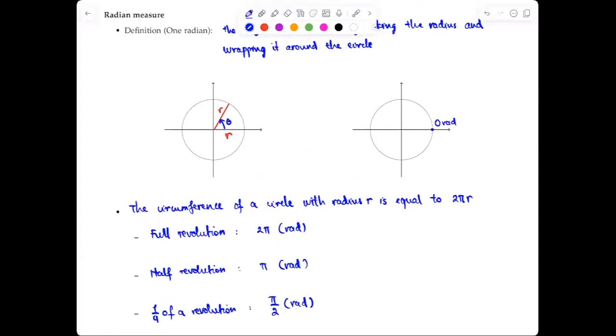If the terminal side is perpendicular to the initial side, we have a 90-degree angle or pi over 2 radian. You have half a revolution, or half of an angle, you have pi radian. You have 3/4 of a circle, that is 3 pi over 2 radian. And when you complete the entire circle, you have 2 pi radian.